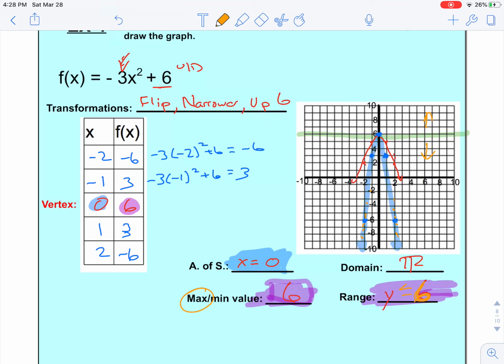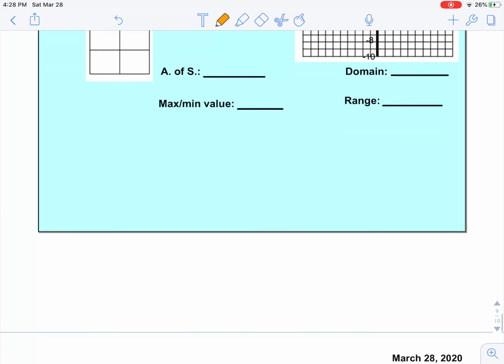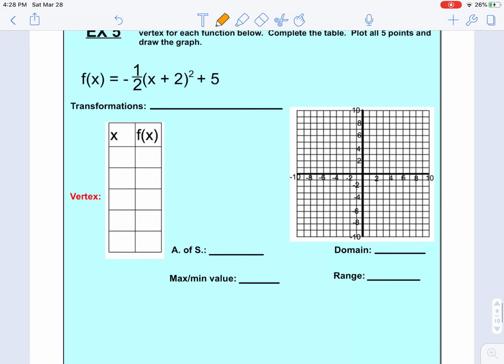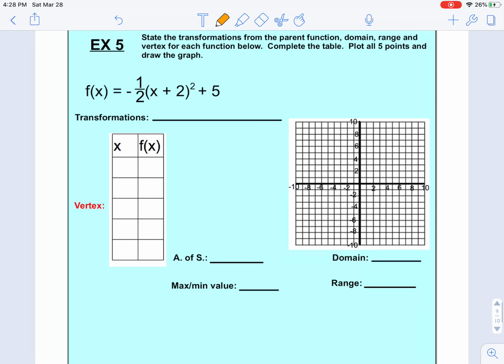Now, how would I have known that this was a max before I even started? Because it's negative. When it's facing up, we're going to have a minimum because we're going to have the smallest spot. When it's facing down, it's going to be a maximum because we're going to have the highest point. Okay? All right. Last problem before I release you into your assignment. I just want to show you one more.